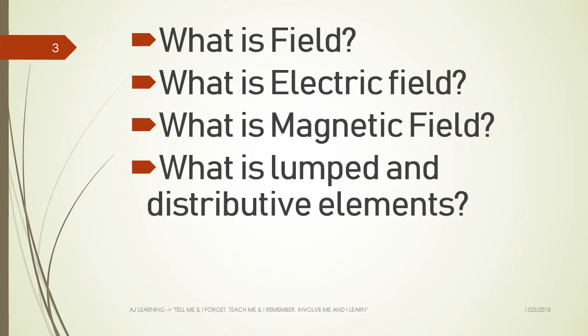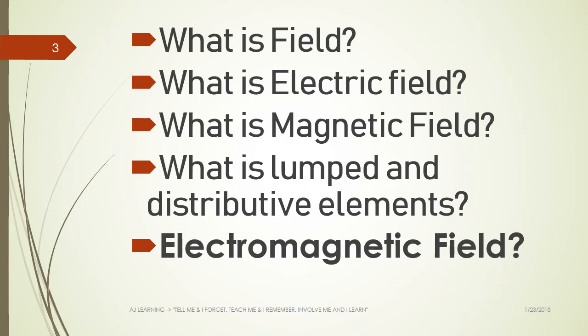So I hope it is clear to you what is field, what is electric field and what is magnetic field. In this particular course we will deal with both types of elements, lumped as well as distributed. Now combine both the definitions and try to understand the definition for electromagnetic field. Electromagnetic field is a branch of physics in which we deal with the phenomena of electrical as well as magnetic in static or in time varying nature.